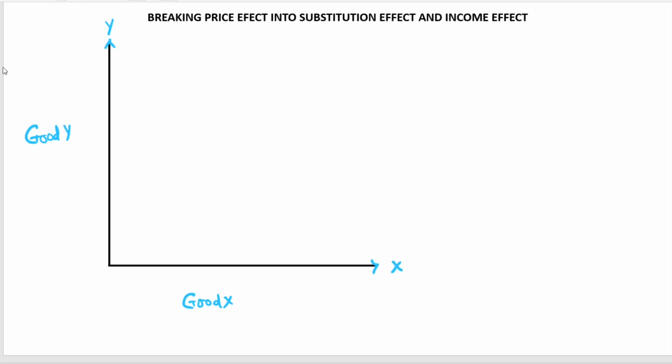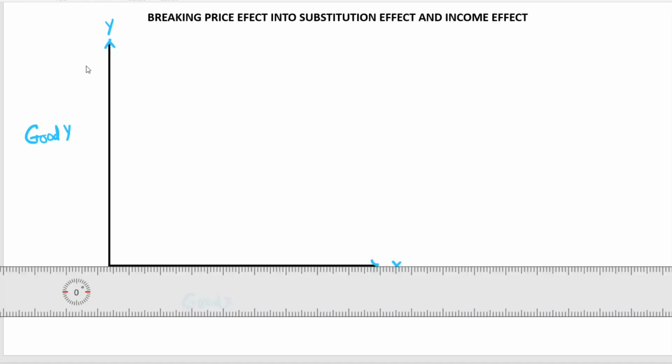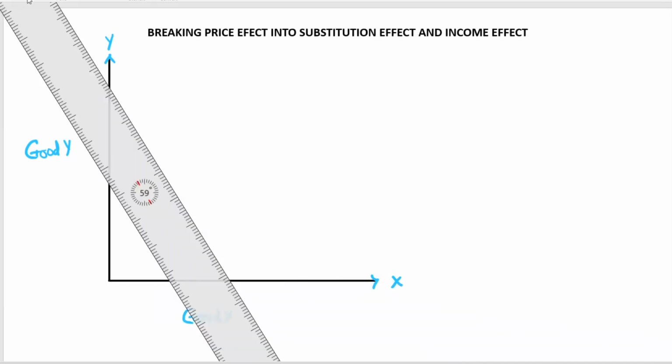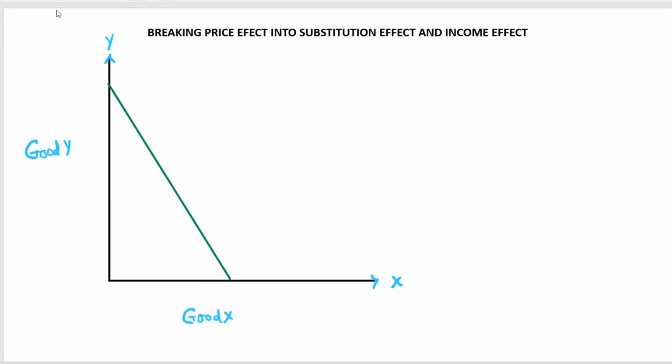Now we will draw a price line for these two goods. So say initially the price line is like that. Okay, we are using green color to show the initial price line. So say this is my initial price line. So we will name it as PL, and this is O.